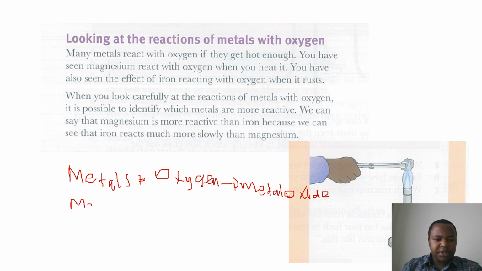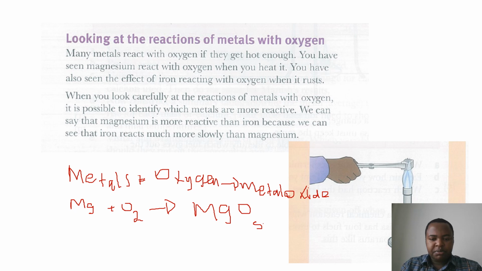So I can write the symbol equation for the reaction that is happening. Remember, you should be able to write both symbol equations and word equations for the reactions. So this is magnesium reacting with oxygen, then we get magnesium oxide. This is the formula for magnesium oxide, MgO. Then you need to include the state symbols. Magnesium is a solid, and oxygen is a gas.